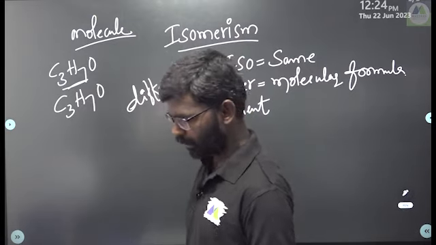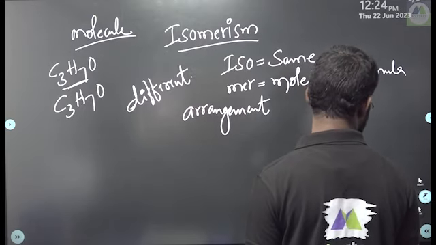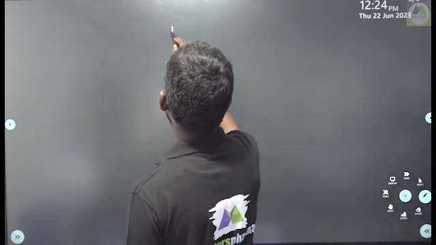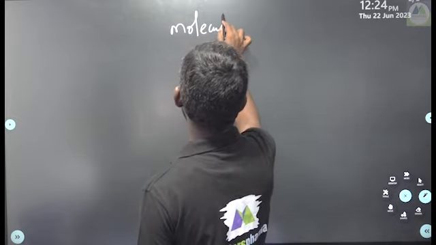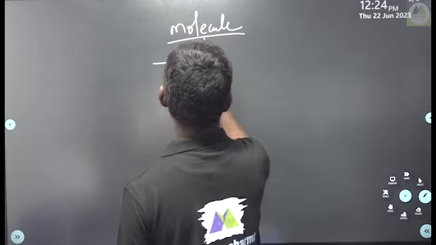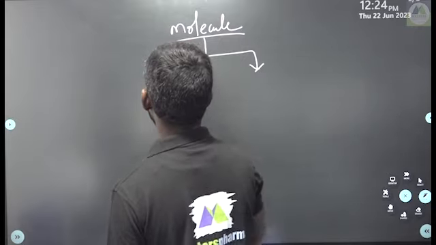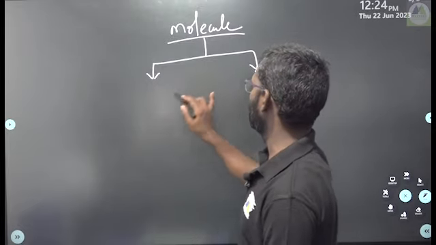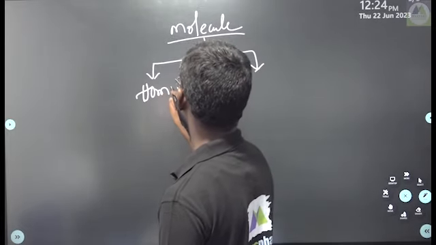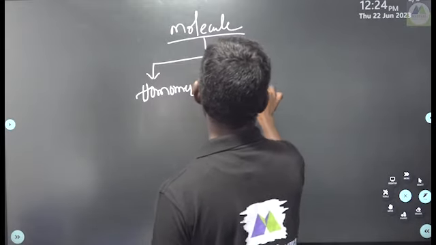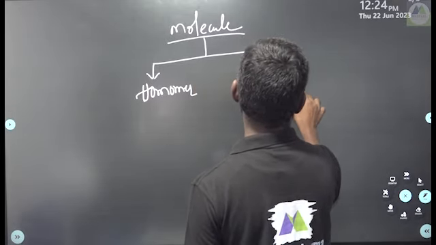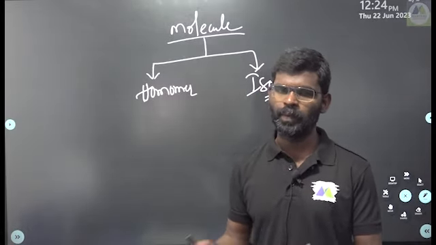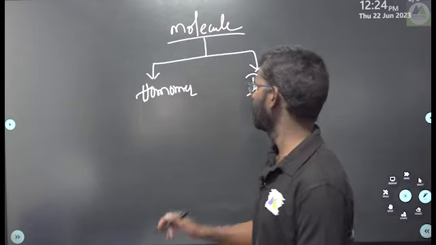How can we define it? Molecule first. A molecule is divided into two types based on the type of atoms or the arrangement of atoms: here homomer, here isomer. Both have the same molecular formula.